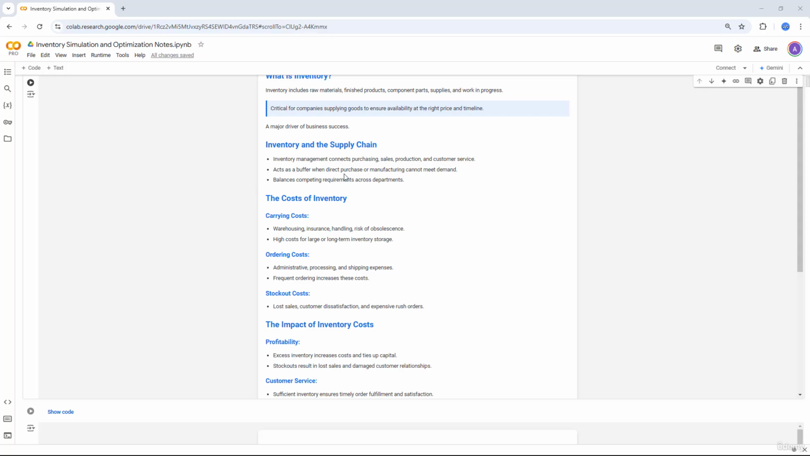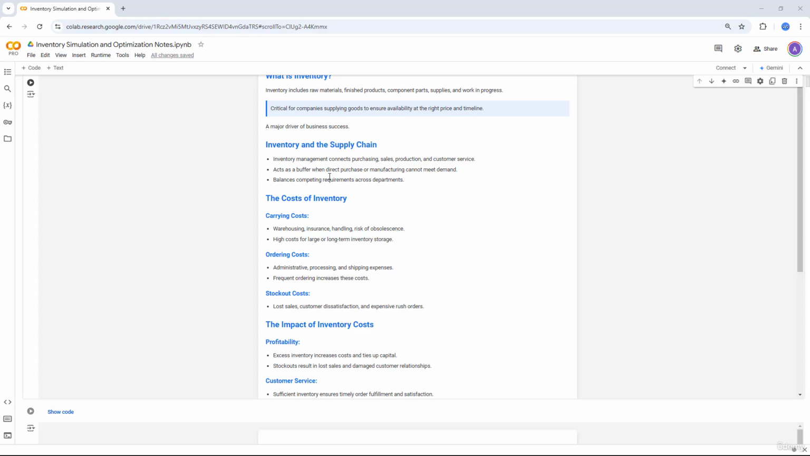Hence, inventory management connects purchasing, sales, production, and customer service, different areas of your business. It can act as a buffer when direct purchase or manufacturing cannot meet demand, and it balances competing requirements across departments. So in this course, we'll be looking at different types of inventory models, and we'll be looking at how to optimize costs. So let's look at the three most important types of costs when it comes to inventory.